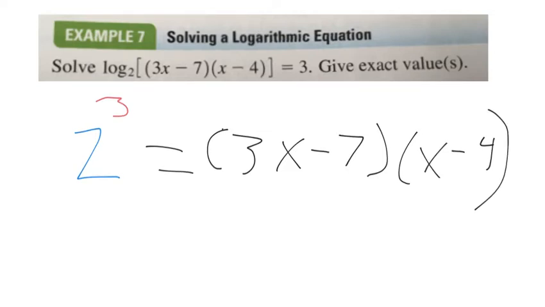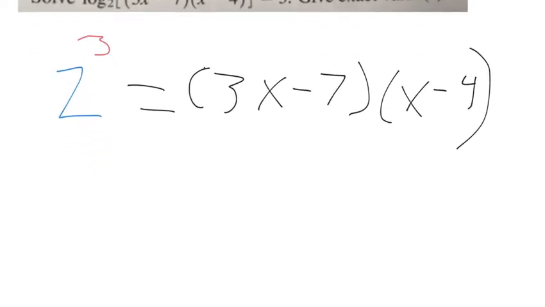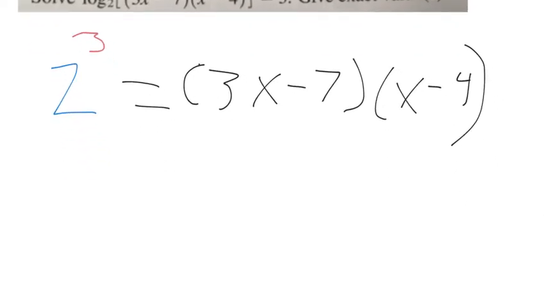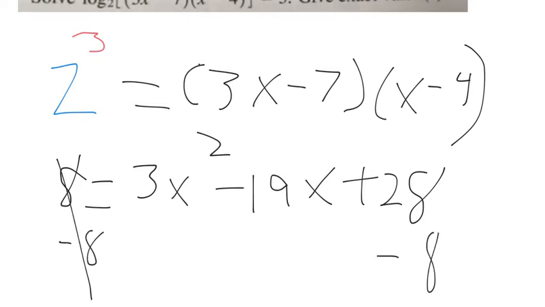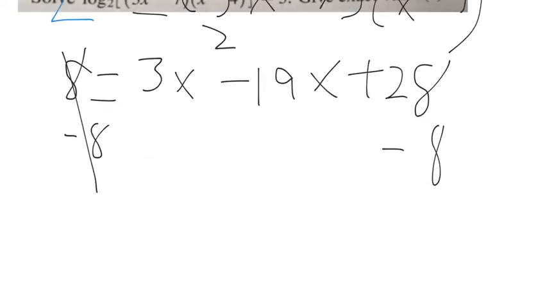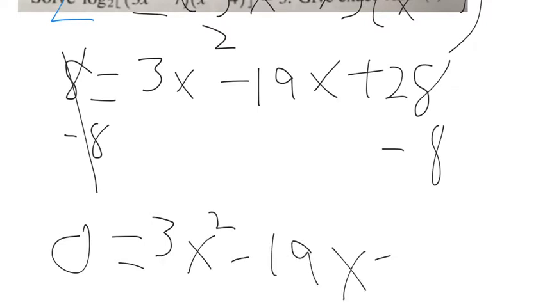So if you multiply those factors together, you'll get that 2 to the 3rd, which is 8, is equal to 3x squared minus 19x plus 28. Now, you subtract 8 from both sides to get it equal to 0. So 0 is equal to 3x squared minus 19x plus 20.